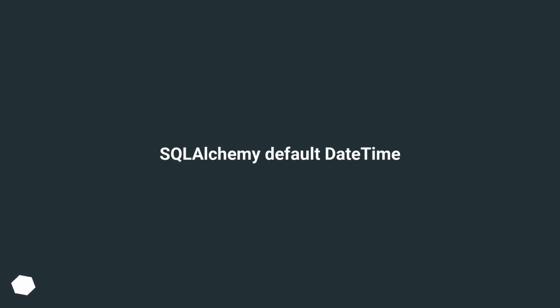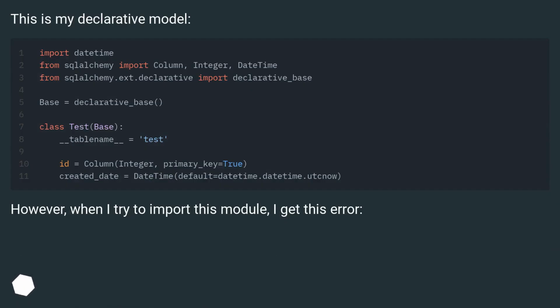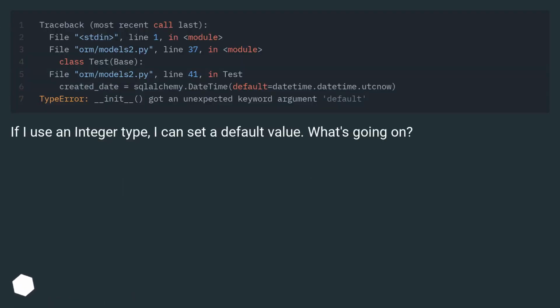SQLAlchemy default DateTime. This is my declarative model. However, when I try to import this module, I get this error. If I use an integer type, I can set a default value. What's going on?